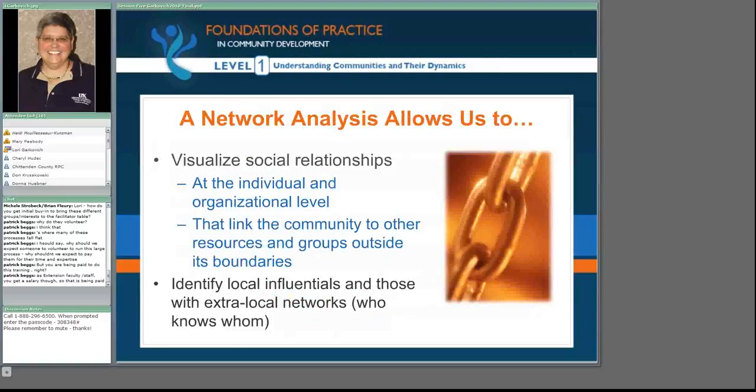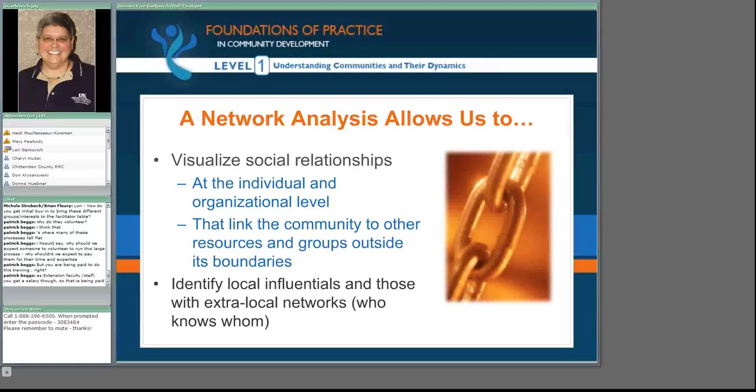But what you can do with the network analysis is there's techniques now where you can actually chart these, and I'll show you an example of it. So you can get a visual presentation of these relationships at both the individual and the organizational level. And you can also graph this or draw it in such a way that you also figure out which individuals and which organizations are connected to groups and resources outside the community.